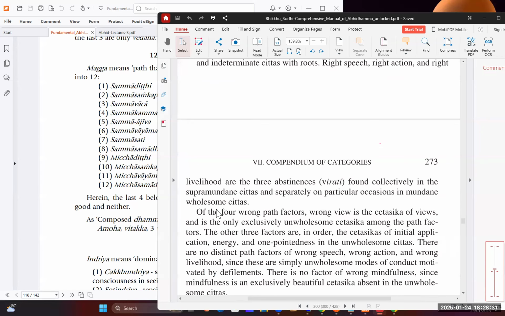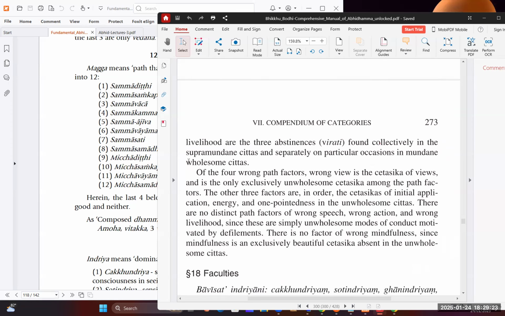Of the 4 wrong path factors, wrong view is the cetasika of views, and is the only exclusively unwholesome cetasika among the path factors. The other three factors are, in order, the cetasikas of initial application, energy, and one-pointedness in the unwholesome cittas. There are no distinct path factors of wrong speech, wrong action, and wrong livelihood, since these are simply unwholesome modes of conduct motivated by defilements. There is no factor of wrong mindfulness, since mindfulness is an exclusively beautiful cetasika absent in the unwholesome cittas.